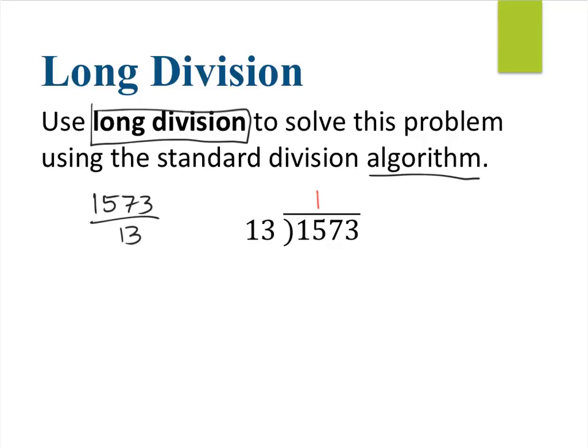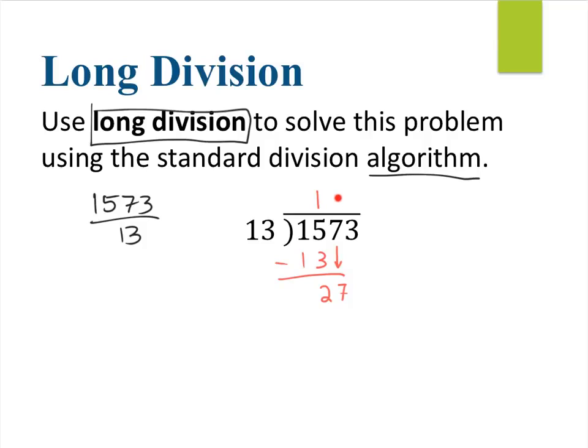times 13 is 13, so I write 13, and then I subtract, I take away. 15 minus 13 is 2, and then I bring down the next place value, so that becomes a 7. And then I start again, and I'm going to change the color so that I remember that this is my next round. So I think to myself, 13 times what gets me 27? Well, 13 times 2 is 26.